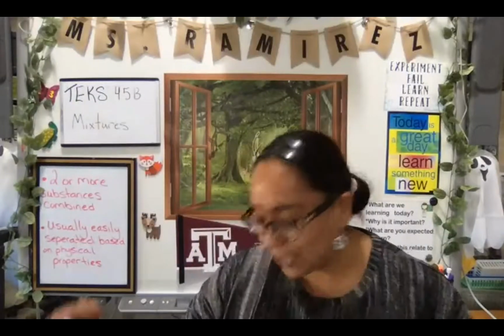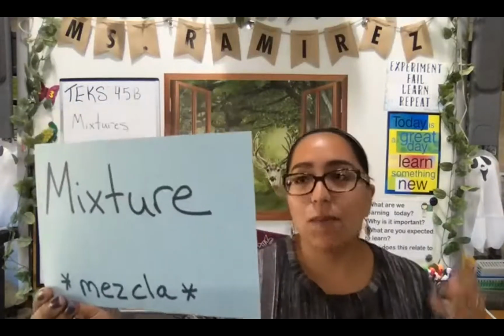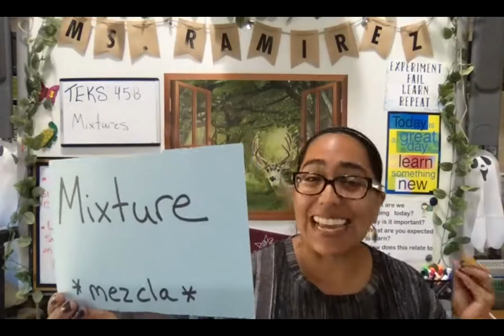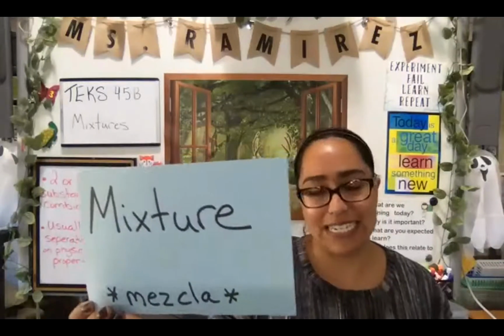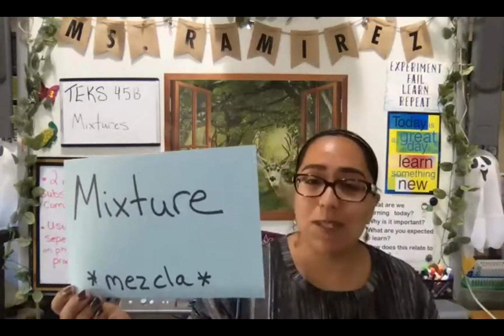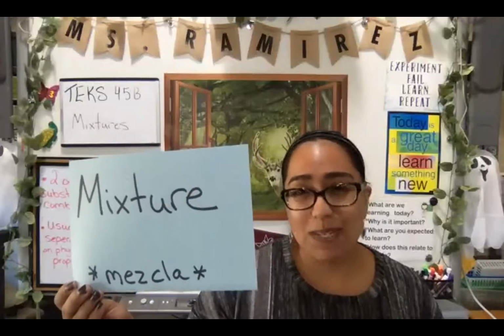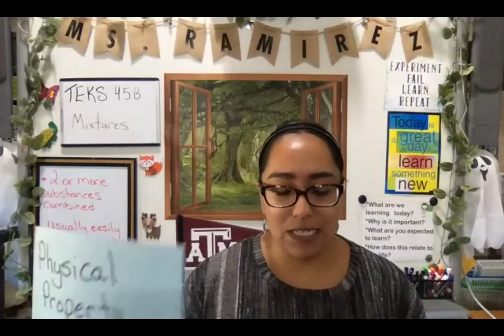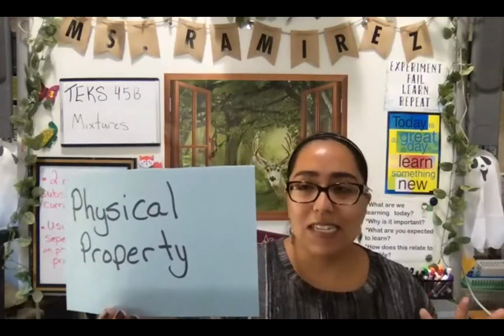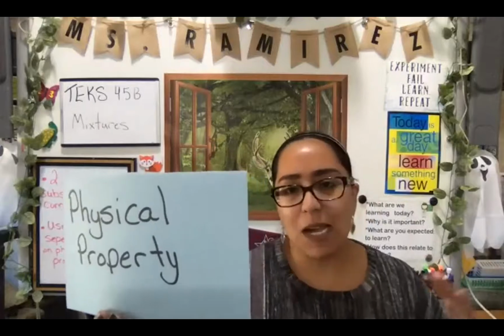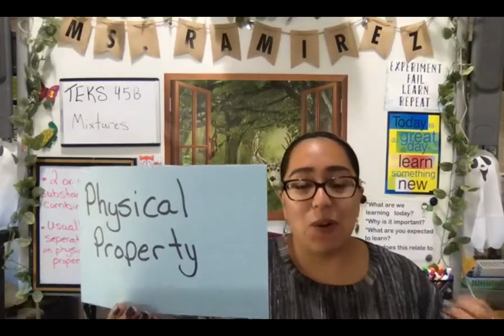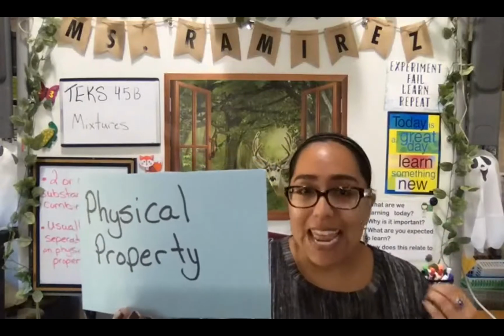So let's talk about what exactly a mixture is. A mixture is just a combination of two or more substances that keep their individual identities, and neither substance has become something new. Most of our mixtures can be separated rather easily depending upon their physical properties. Physical properties would be things like color, size, melting point, density, and magnetism. They're properties that help us to separate a mixture.